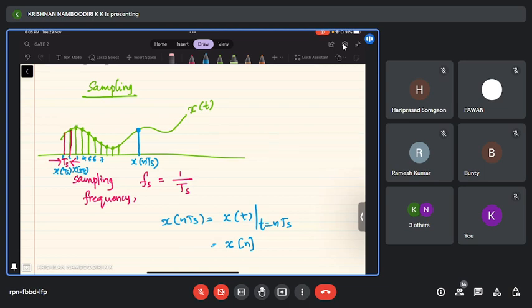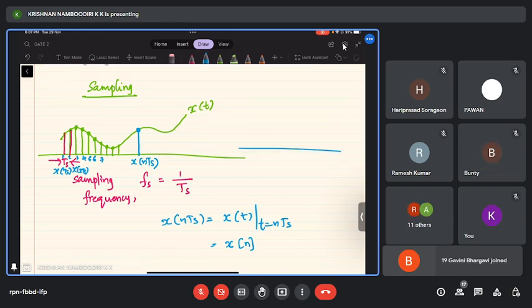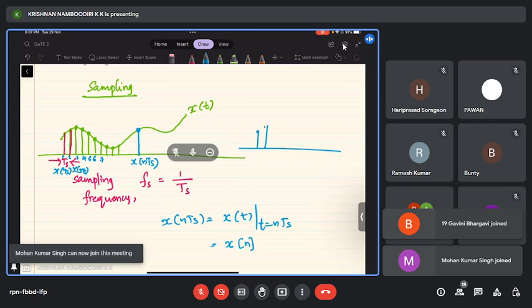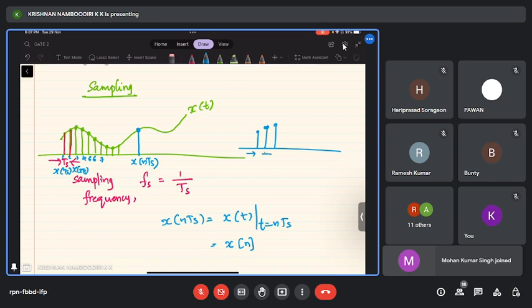So now the signal may look like something like this, right? The signal will have values only at discrete instances of time, right? And each sample is Ts apart in the time domain, right?